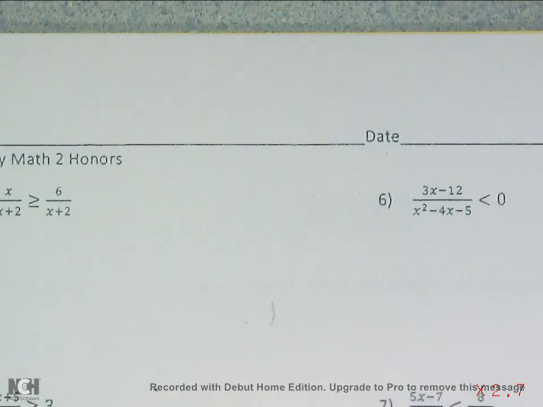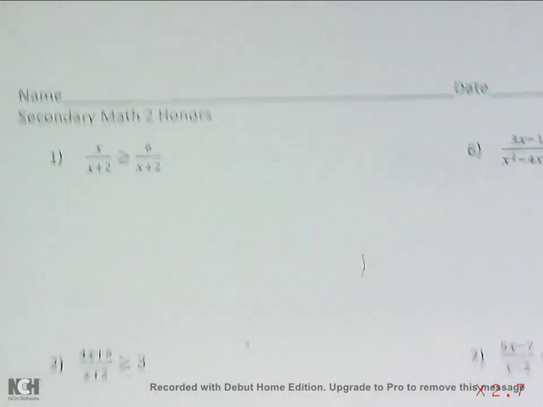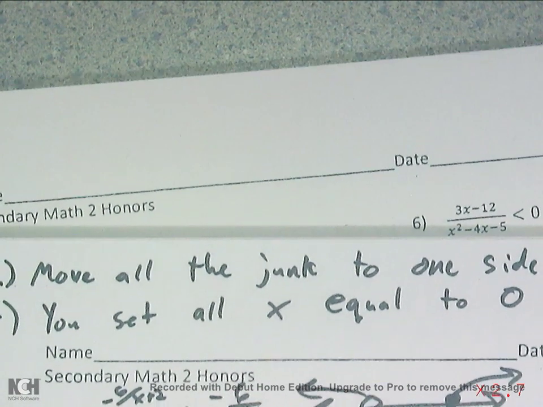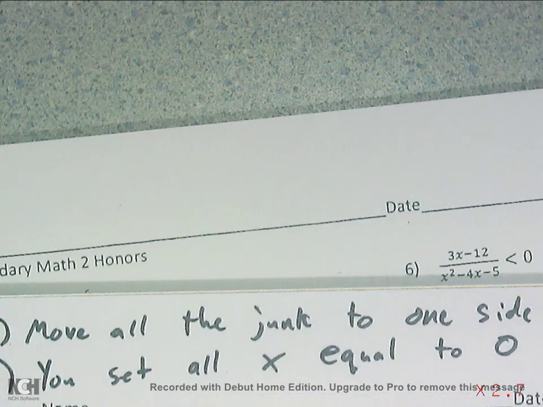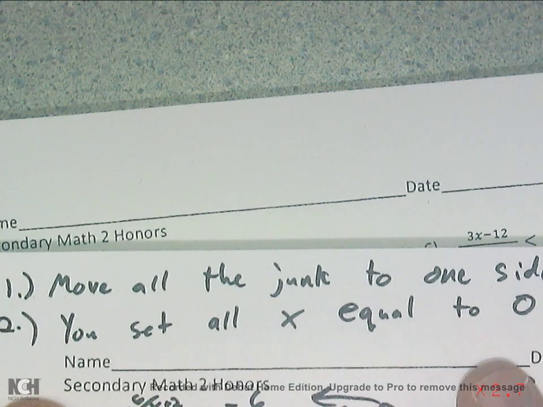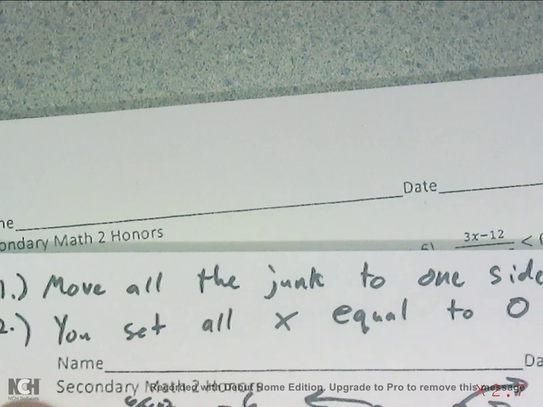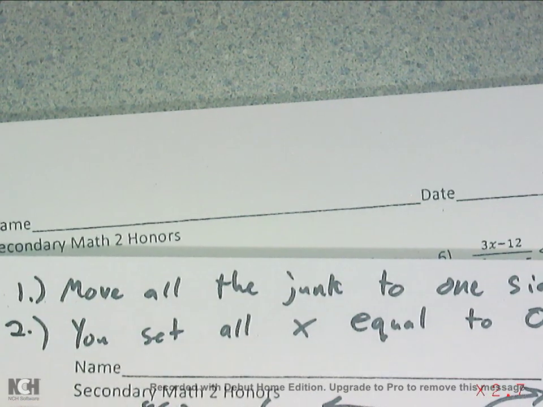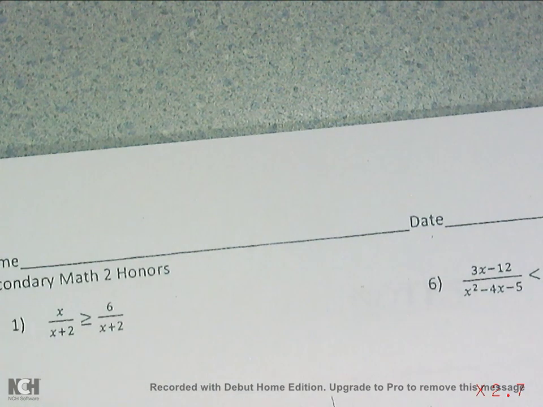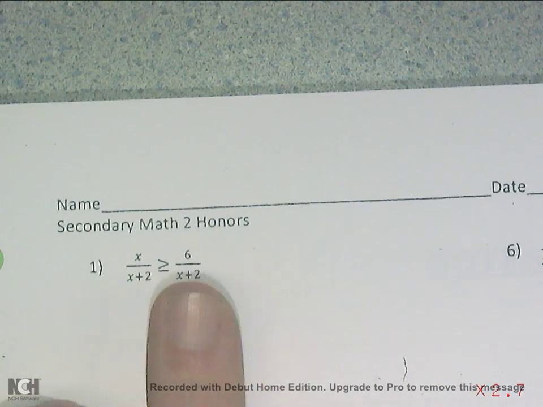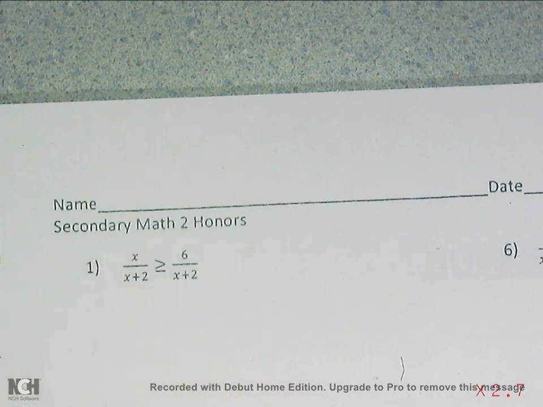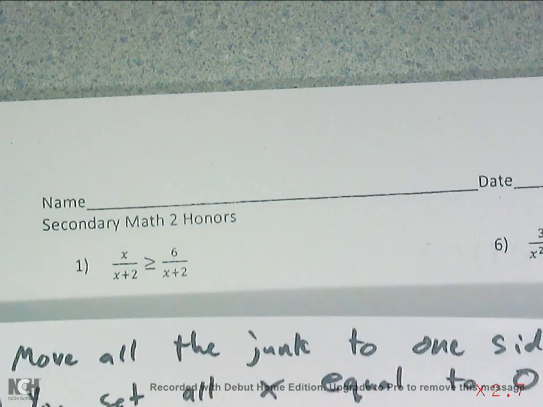So today we are going to talk about rational inequalities. First of all, just a couple quick steps. First thing you want to do is move all the junk to one side. You don't want anything on the same side. If you have stuff on both sides, you want all of it on one side, so you want it greater than or equal to or less than or equal to 0.